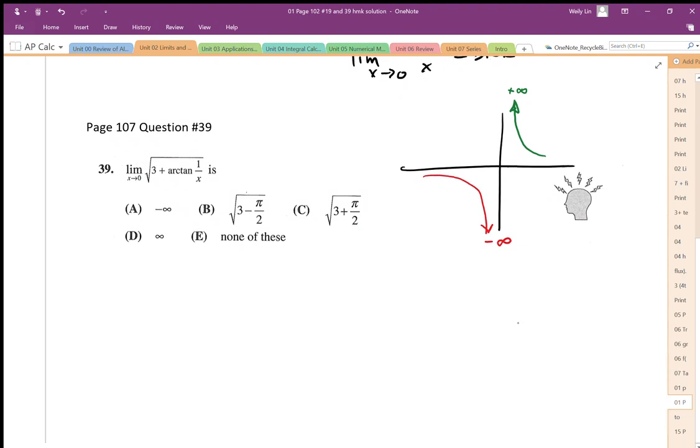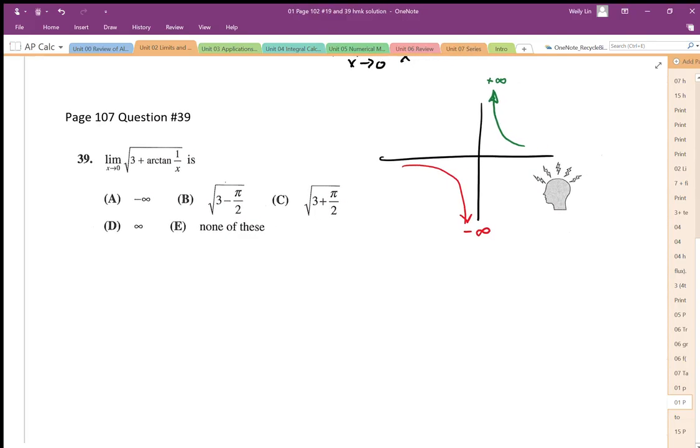39 on page 107 looks like this. So it wants the two-sided limit as x approaches 0 of 3 plus arctan of 1 over x. It's got a little brain thing here, because we could solve this by just thinking about what's happening at 1 over x.